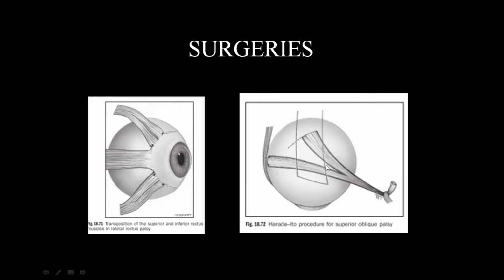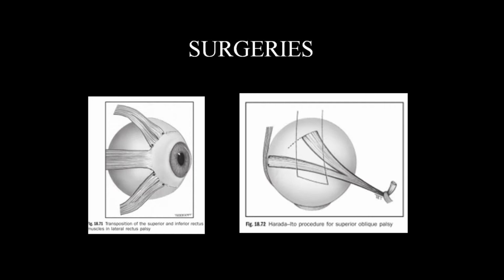In superior oblique palsy, you do a procedure called the Harada-Ito procedure. What is happening here in superior oblique palsy? The superior oblique muscle action is affected. So you split the muscle and attach it towards the lateral rectus muscle. This is a procedure done for superior oblique palsy to improve the action of the superior oblique. So these are all muscle transposing procedures or anterior positioning procedures.